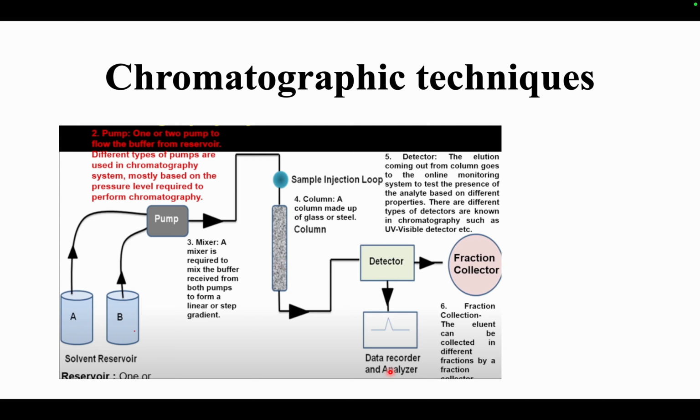So if a protein has fluorescent tags, or it's a chromogenic substrate, it can be detected by a detector. And then finally we can collect these peaks. If we can qualitatively run a sample, then at large scale we can know that the peak is coming at this much volume or at this much time, so we can collect the fraction using the fraction collector. So these are the different parts of chromatography.